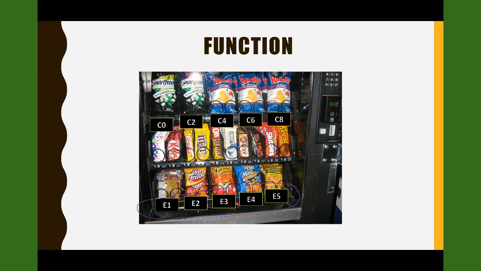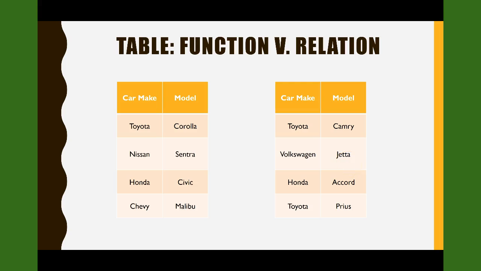So think again of these vending machines when you're trying to figure out if a relation is a function or not a function. Let's say this is presented differently. So again, we can represent this using a table. Now, notice this is a function. This is not a function. And the reason is, in the table, here are the inputs. And as you can see, if you pick Toyota, you know it's Corolla; Nissan, it's Sentra; Honda, the output is Civic.